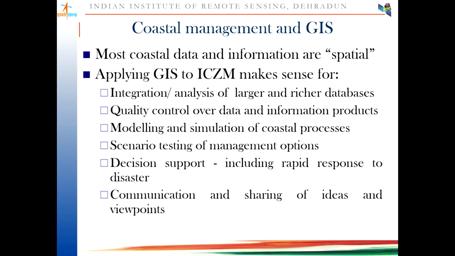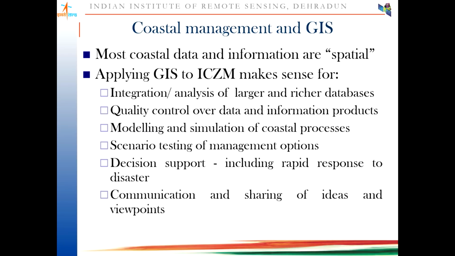By simulation, I mean you can simulate a scenario, like if there is a sea level rise of 0.5 meter, 1 meter, 2 meter, how the neighboring coastal area is going to be inundated. Those kinds of scenarios you can generate in a GIS environment, and accordingly decision-level planning can be done. Like scenario testing of the management options, I can generate different scenarios, and as per the scenario we can go for different kinds of management options.